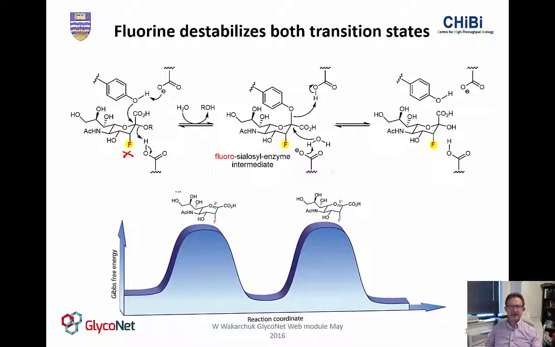The problem, of course, is that we've destabilized both the formation of the intermediate and the hydrolysis of the intermediate. So we need to do something in order to fix this first step of getting to that fluorosialyl enzyme intermediate.